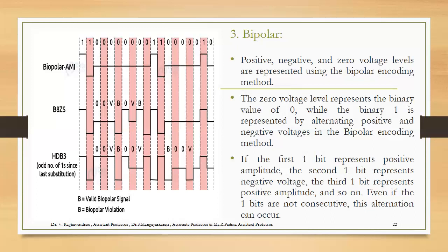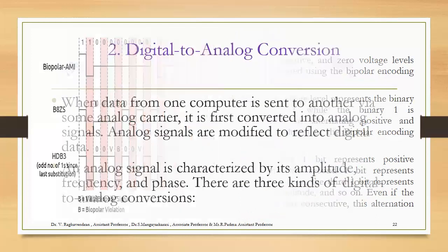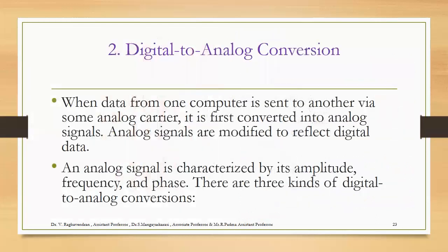In this category, 0 voltage represents the binary value of 0. 1 is represented by alternating positive and negative values. This is called the bipolar encoding method. The first bit represents the positive amplitude. Alternatively, the second bit represents the negative value. The third one, again 1, represents the positive amplitude. The next one is for negative voltage, and the same process goes on. Even if the 1s are not consecutive, this alternation can occur. Okay, so the second category is up to this.